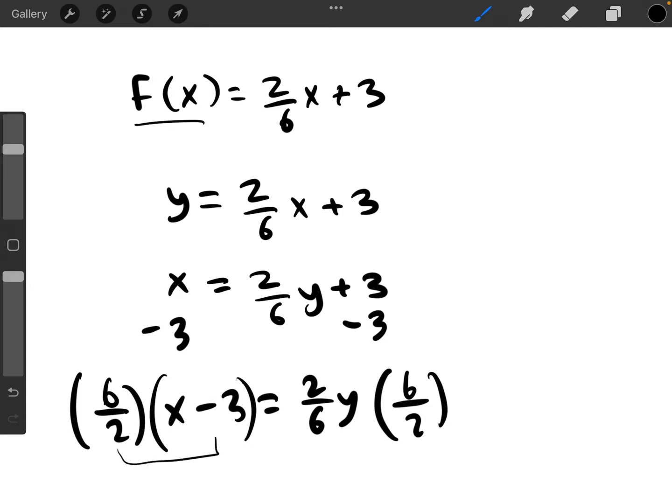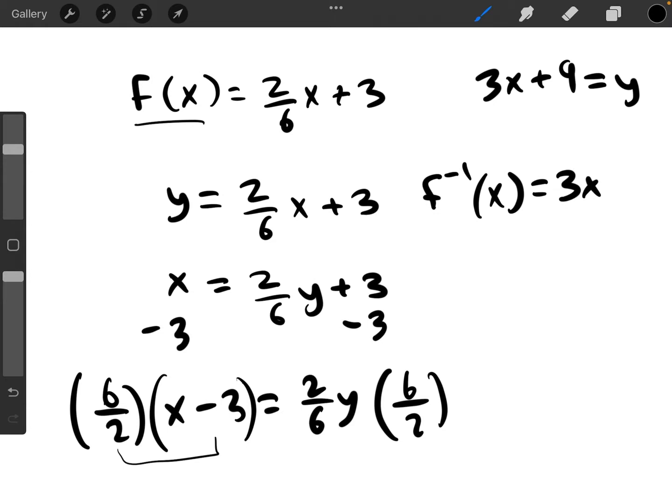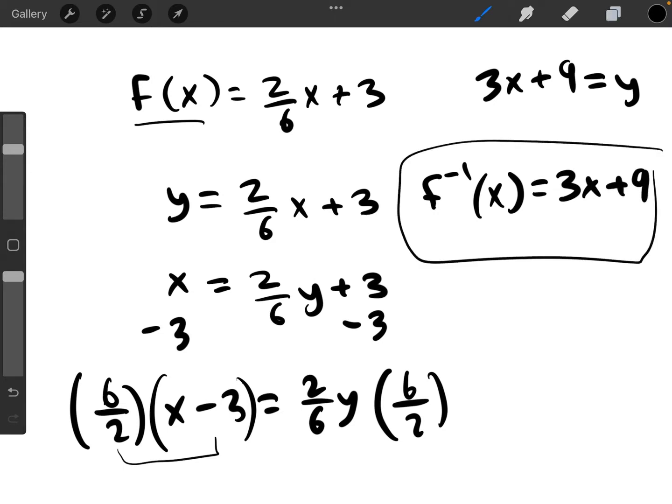After solving this, you get 3x plus 9 equals y. Write this in an inverse notation. And then you plug in the answer, and this is your answer.